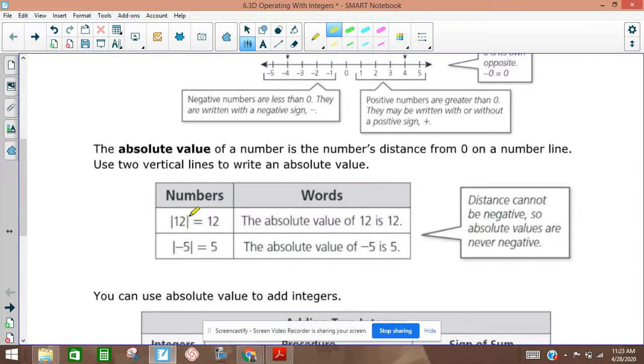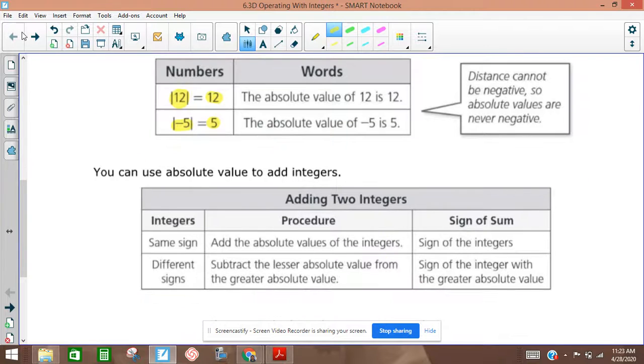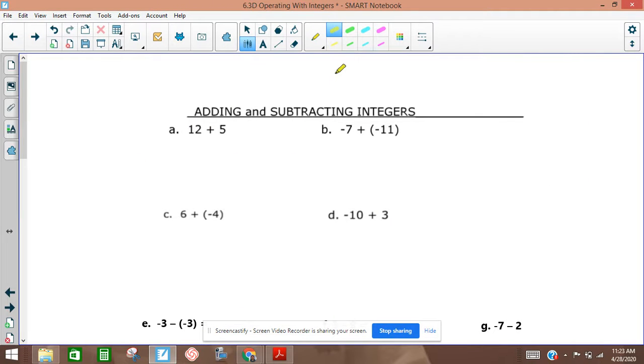And just a quick review, the absolute value of 12 equals 12. The absolute value of -5 is 5. So remember that the absolute value will always be positive. So keep that in mind. So let's go back and practice some of the problems for this week.